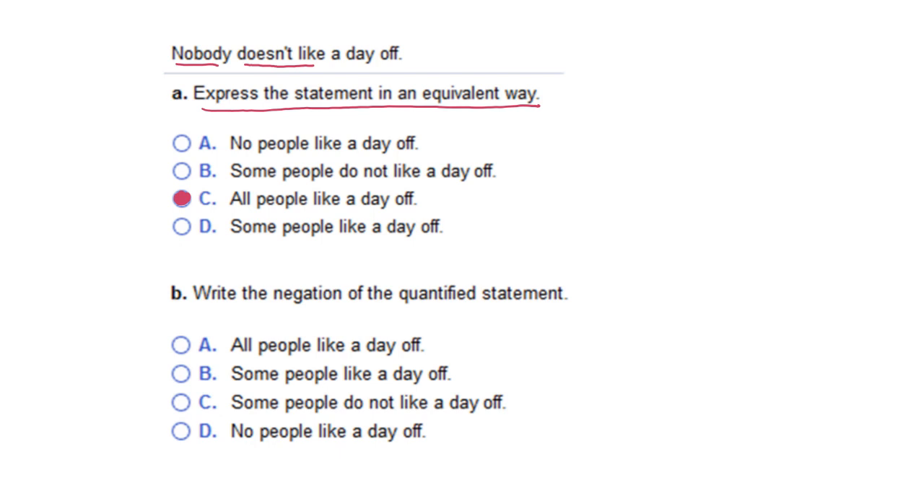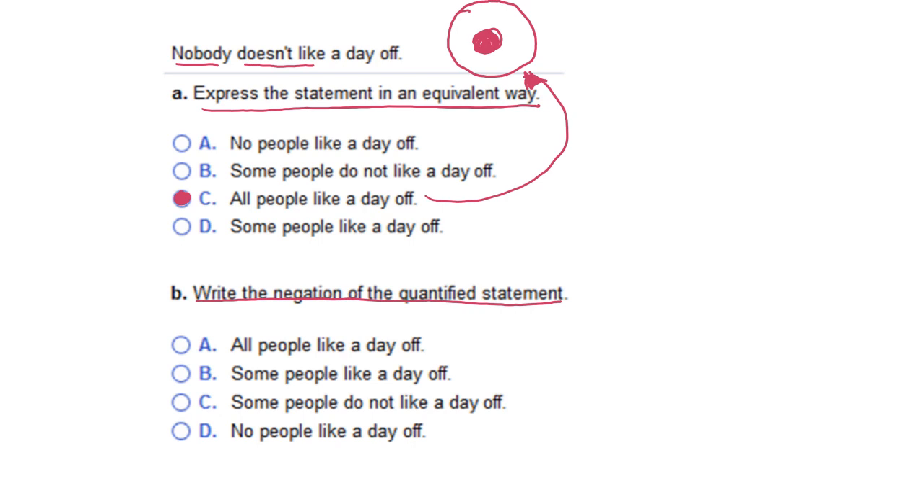So if you wanted to do this as a Venn diagram, you would say this is the circle that represents day off, and nobody doesn't like a day off. So this is my people, and that means that everybody enjoys a day off, which would match option C. All right, then let's take a look at B. It says write the negation of the quantified statement.